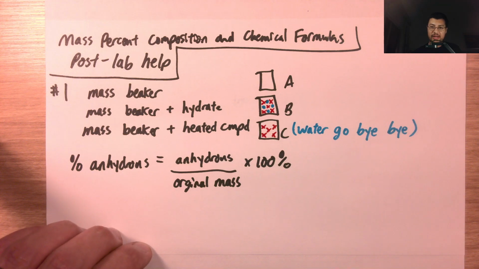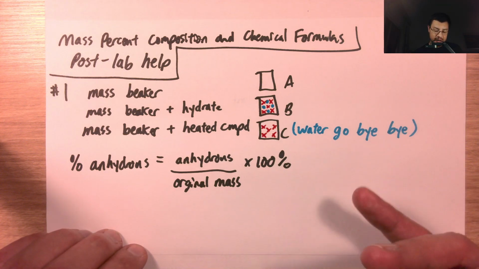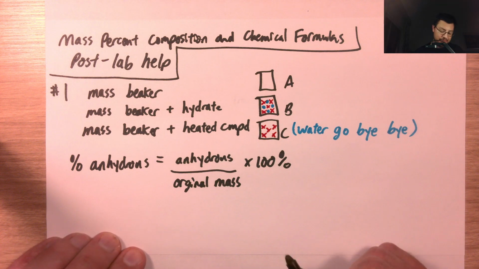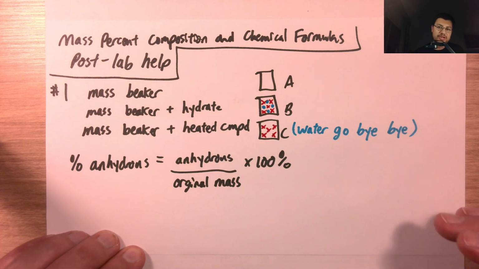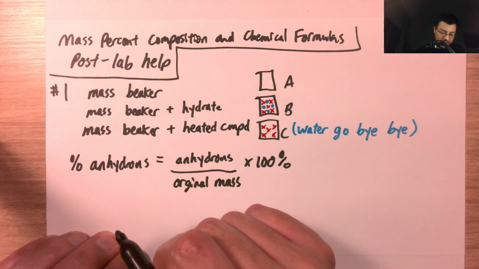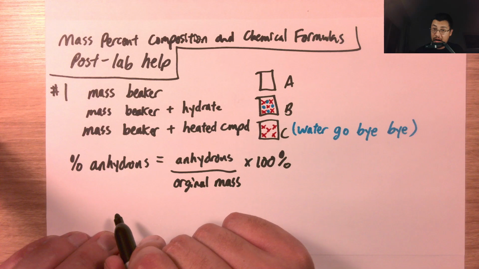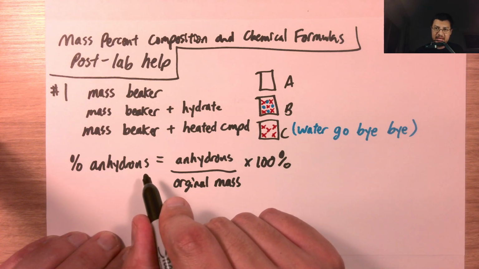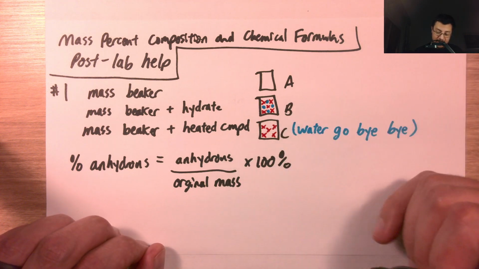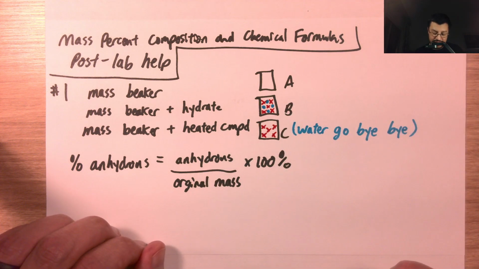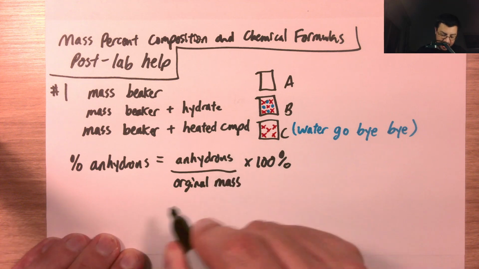In lab, we calculated water percents. This is going to be the exact opposite. Like in lab, we had water percents. It could have been like 20% or something like that. So if you had a 20% water mass, that means your anhydrous would be 80%. It's going to add up to 100.